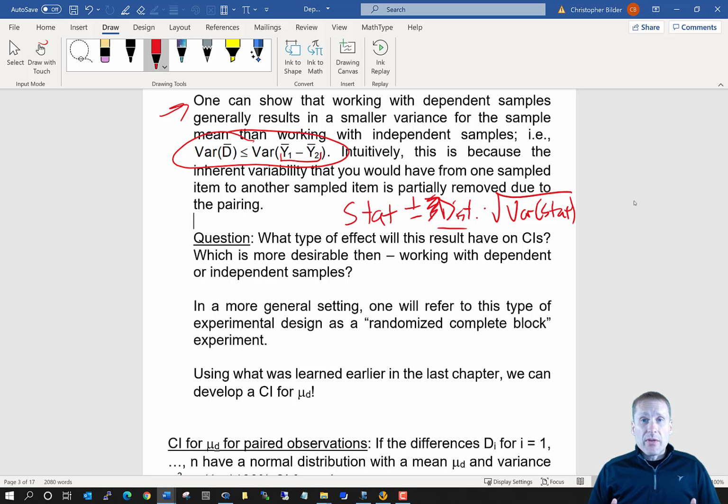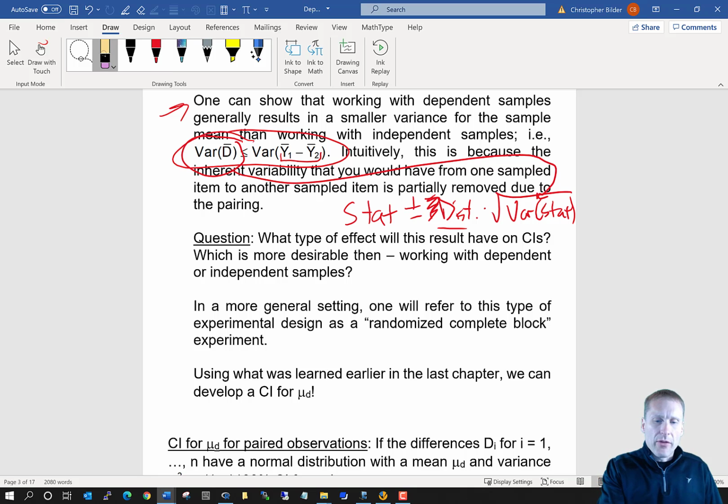Ideally, with these confidence intervals, we would like the confidence interval limits to be as close to each other as possible. In other words, we want a narrow interval, a short interval length. And if that variance portion of the expression is smaller than if I were to use the variance from another calculation method, well, then that's great, because now I have a smaller range for my confidence interval. The lower limit is going to be closer to the upper limit. So from a practical standpoint, this is why working with dependent samples is ideal.